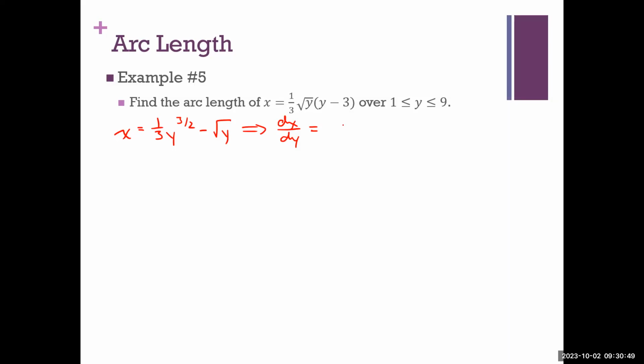What's the derivative of 1/3 y to the 3/2? One half y to the 1/2, I believe that's true. And the derivative of negative radical y? All right, so 1/2 root y. Okay, so I got the derivative. Now what?